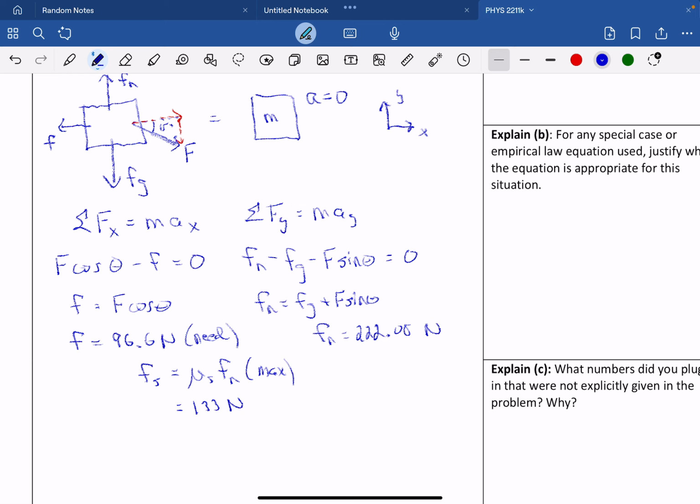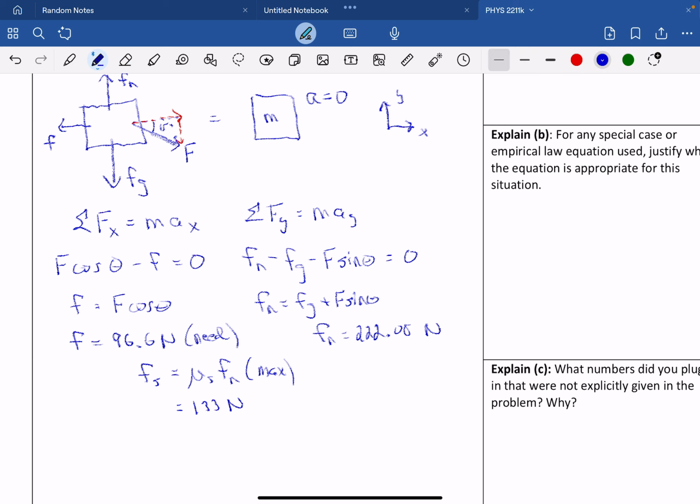Now, friction's not actually going to push with 133 newtons. Friction's going to push with 196, because that's all that's needed to keep the object still, to keep the object from sliding. And friction will only push as hard as it has to keep the object from sliding, if it can. And this 133 newtons tells us that, in fact, it can.